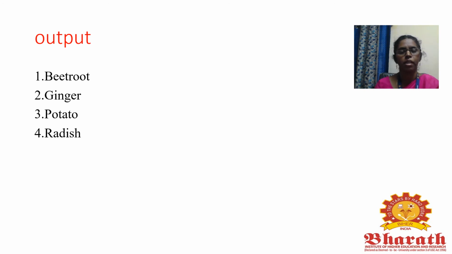like this. That is beetroot, ginger, potato, radish. So all these list items are displayed as a numbered sequence 1, 2, 3, 4. This is an example of an ordered list. So an ordered list is nothing but the list of items displayed as a numbered sequence.